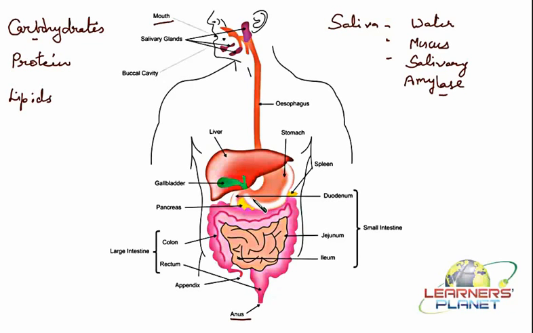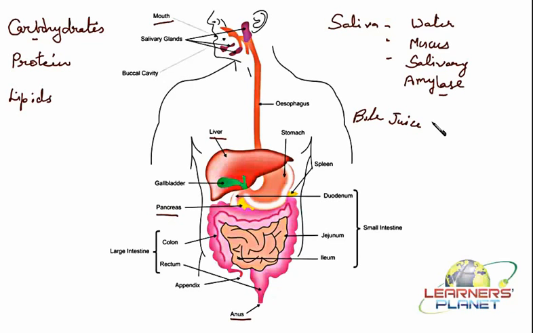Now further, the food is transported into the small intestine. In the small intestine, again the digestion of carbohydrate is resumed. Now how is this possible? It is possible because of the secretions of the liver as well as the secretion of the pancreas. So what are the secretions here? Number one, that is the bile juice, which is coming from the liver.